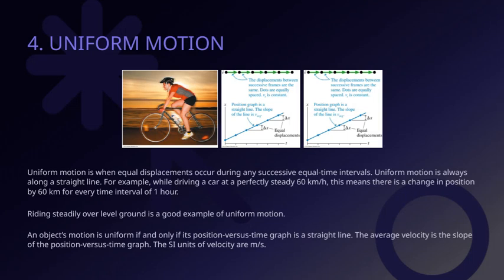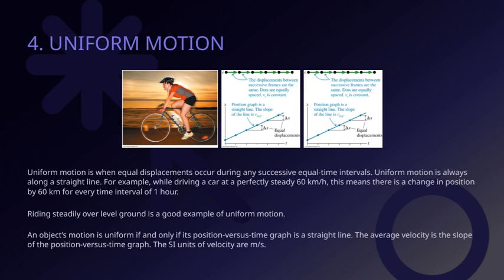An object's motion is considered uniform if, and only if, its position versus time graph is a straight line. This means that when an object moves with constant speed in a straight path, the graph of its position over time will form a straight line. The slope of this graph actually represents the average velocity of the object. Speaking of units, the SI unit for velocity is meters per second, or m/s. This helps us measure how quickly an object changes its position over time.